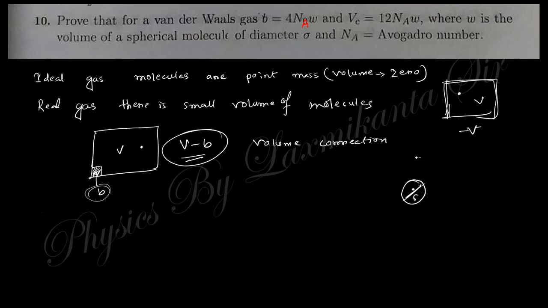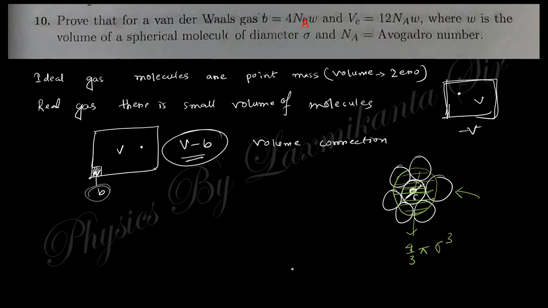When this molecule is present here, in this spherical region, any other molecules cannot penetrate. This is the volume which cannot be penetrated. So this is nothing but 4/3 pi, with the radius being sigma, so sigma cubed. This is the volume where the molecule cannot be penetrated. This region may be considered like that.